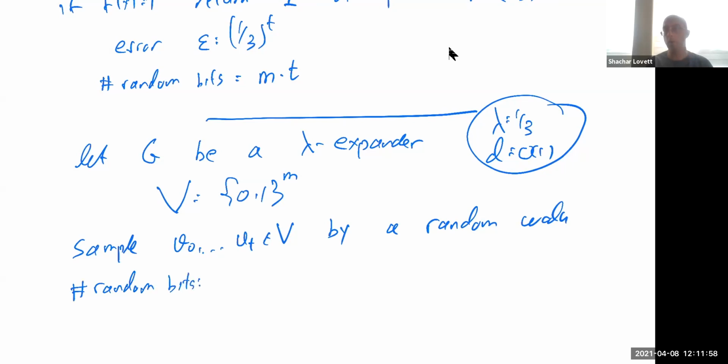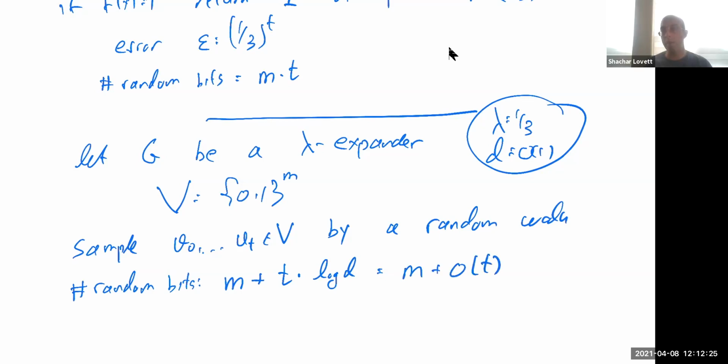Well, the first node is completely random. We're going to use m. But all the rest, all the other t of them, are just going to be basically log d. Because every time, given a node, I need to choose one of its random neighbors, only d options, and we need log d bits to specify this neighbor. D is a constant, so it's m plus order t.